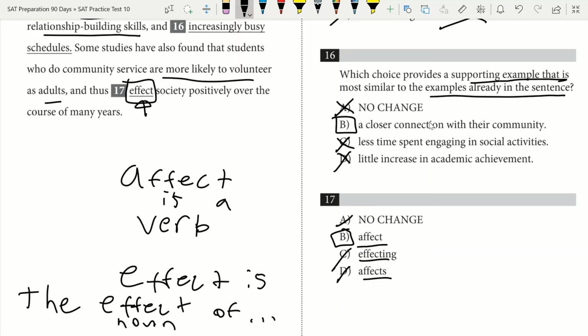Okay, we wouldn't say affects because we're talking about multiple students. Okay, so the students affect. Okay, if we're going to use one student, we would say student affects, but there are multiple, so we would say the students affect. All right, moving on.